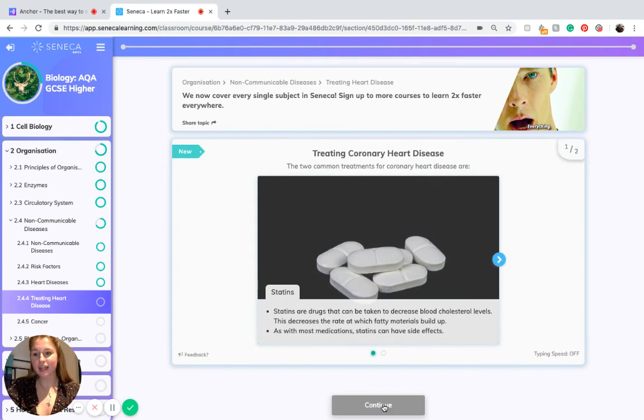This is Livy, and I'm going to be looking at treating heart disease. So there are two common treatments for coronary heart disease.